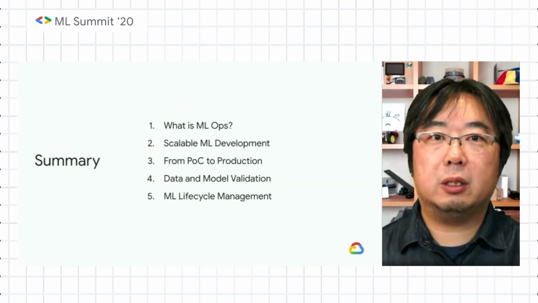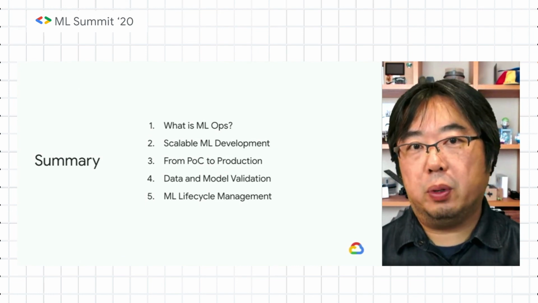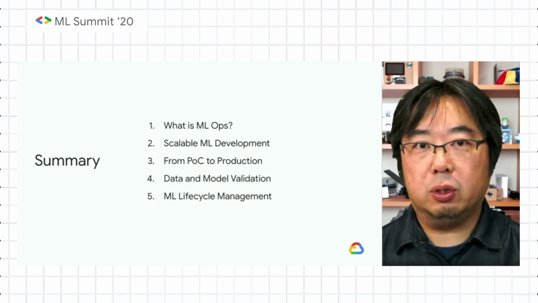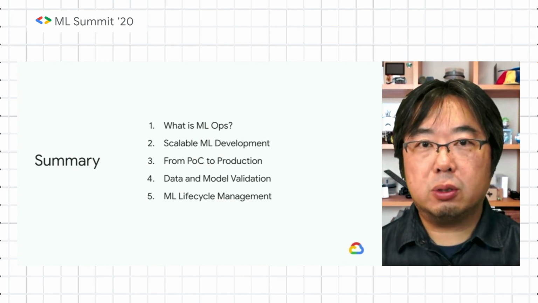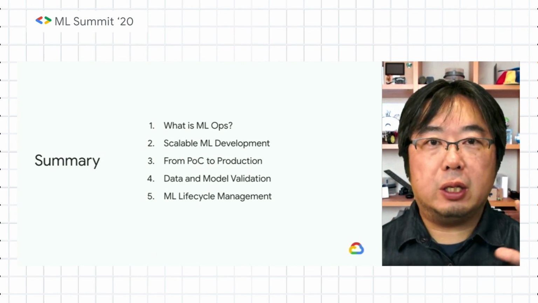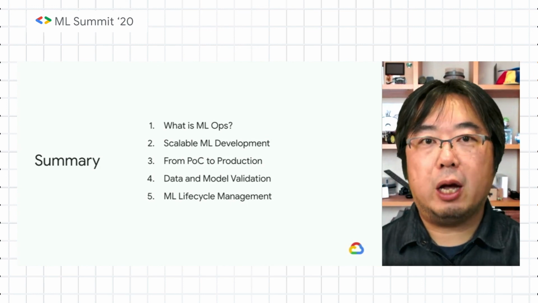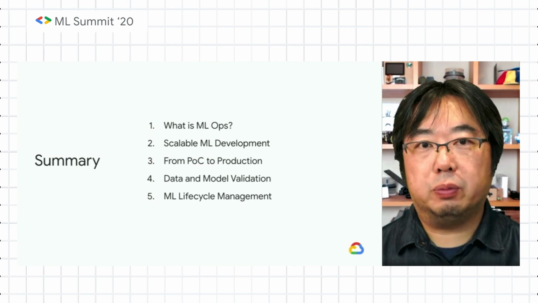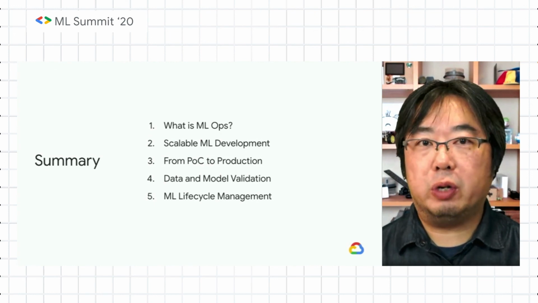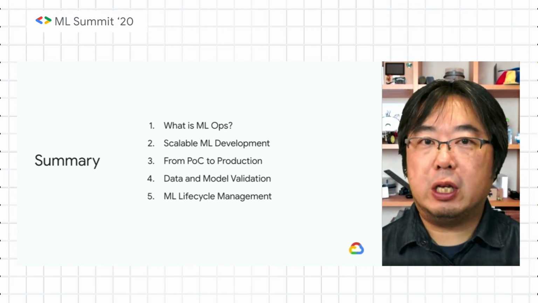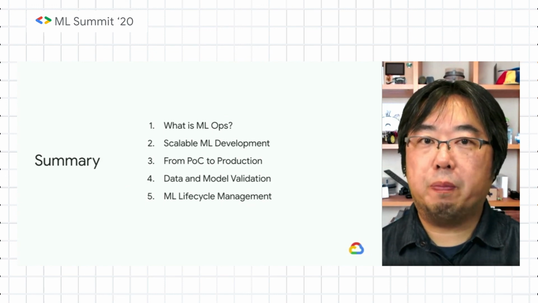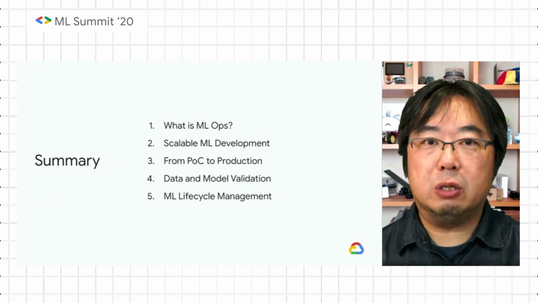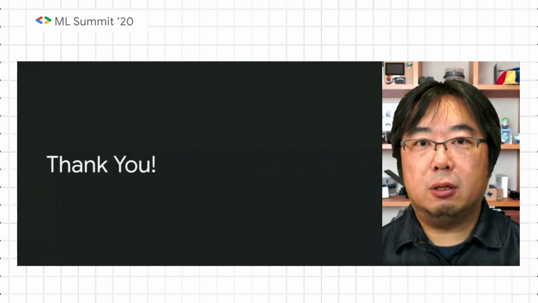So in summary, we have talked about what machine learning ML Ops is and why it is important. And we introduced the Cloud AI tools, especially AI Platform and TensorFlow Enterprise, for building scalable machine learning development systems. And also, we have discussed the gaps between POC systems and production systems, and how you can build with the different tools from AI Platform, such as AI Platform Prediction and AI Platform Training. And also, data and model validation is so important for the ML Ops system, because it's just like writing a unit test or regression test for the IT system. Lastly, with AI Platform Pipelines, we showed that you can easily build machine learning lifecycle management. So that was it. Thank you so much.